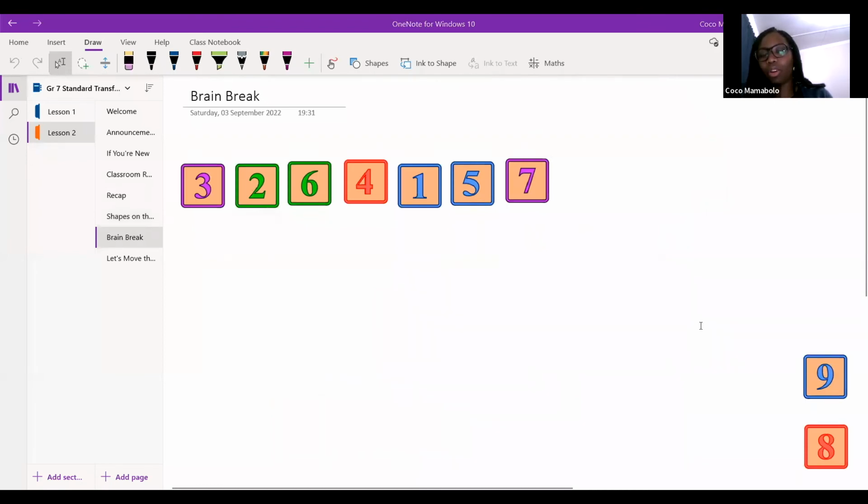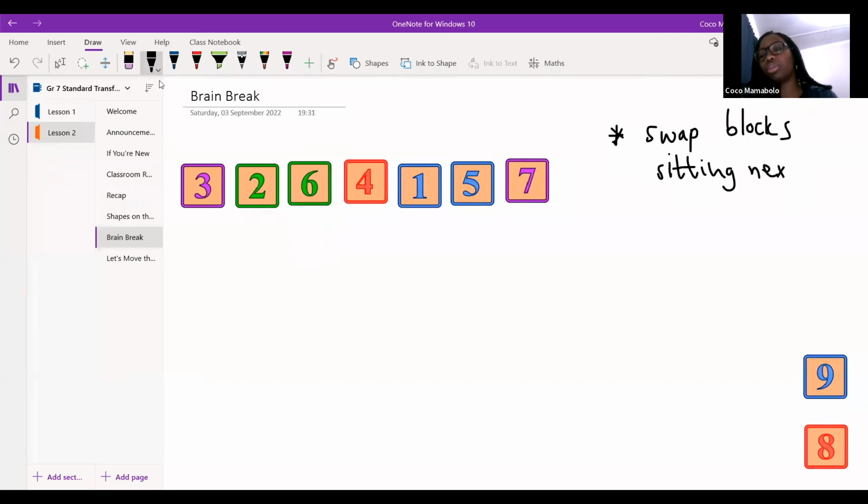Okay. So I think everyone in the class knows how this game works. Okay. Nokwezi needs this break. We need to get these numbers in ascending order. But remember, we can only swap blocks that are right next to each other, not move. Swap blocks sitting next to each other. Okay. Teacher Neliswa, do you want to give us the first swap? Which one do you think we can swap first? And remember, guys, you need to give Teacher Neliswa some tips in the chat.